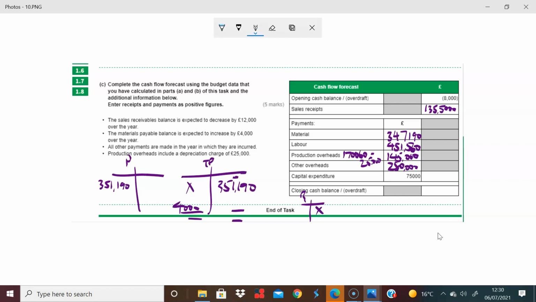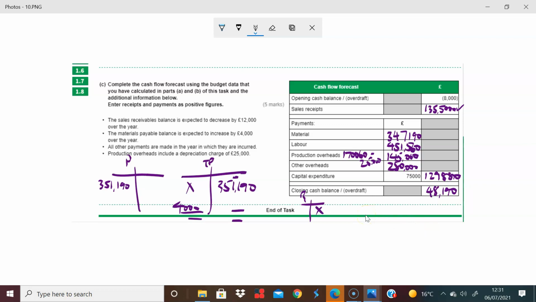So we add all these together, and we have a total of 1,298,810. If this is what the receipts were, and that's what the total expenditure was, we have a closing balance there of 48,190. And that's how we deal with this one.